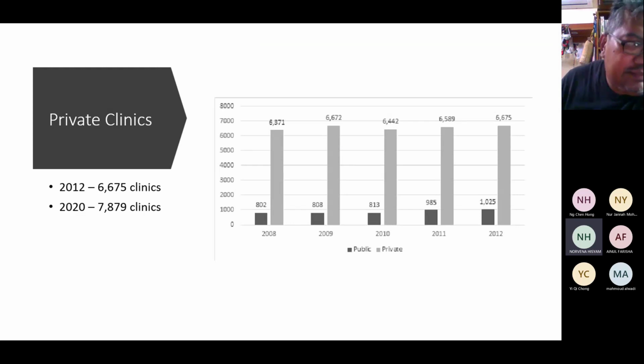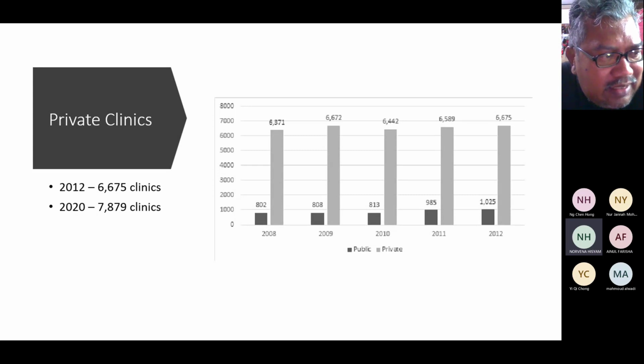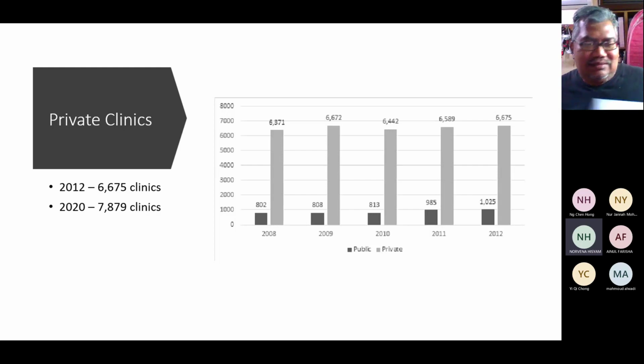How about clinics? They say that there are a total of 7,879 clinics now, early in 2020. Okay, 7,879. I think it's this year.